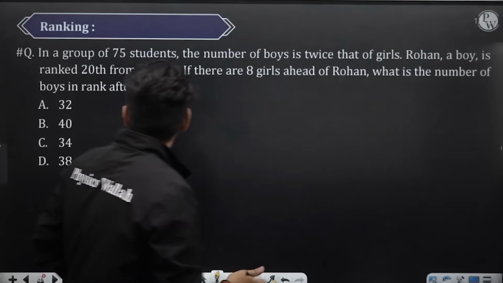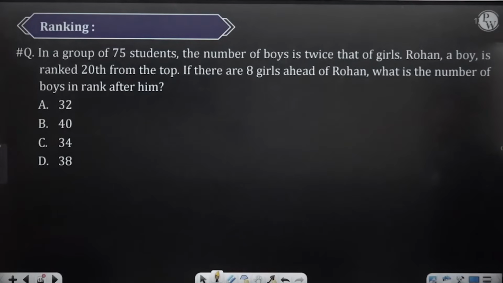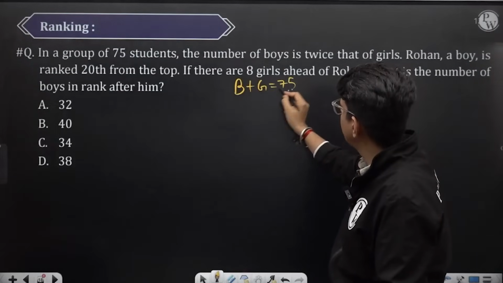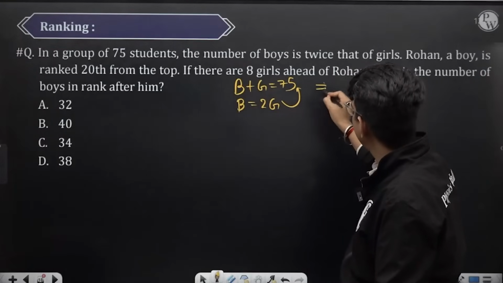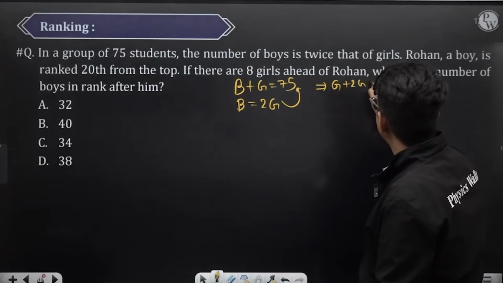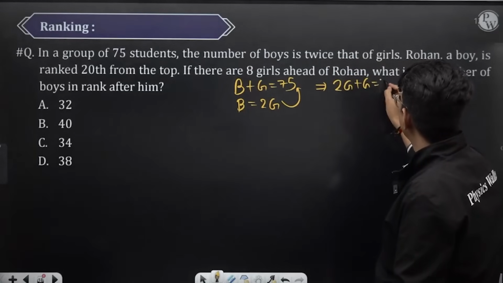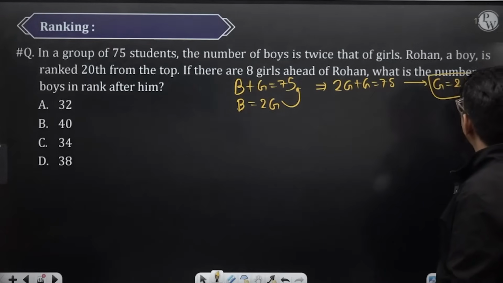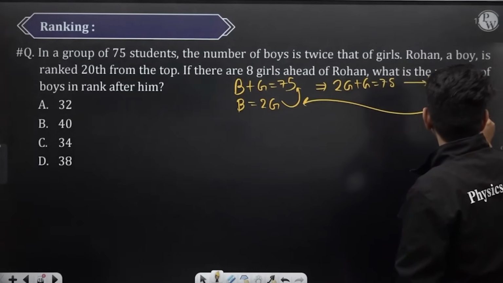So next question, what is it? In a group of 75 students, the number of boys is twice that of girls. So boys plus girls equals 75 and number of boys equals twice of girls. So if I place this here, I will get girls plus twice of girls equals 75, or 3 times girls equals 75, and from this girls equals 25. If I put this here, I will get B equals 50.